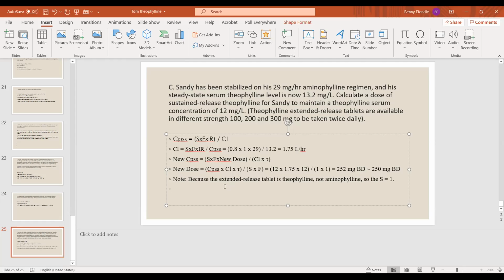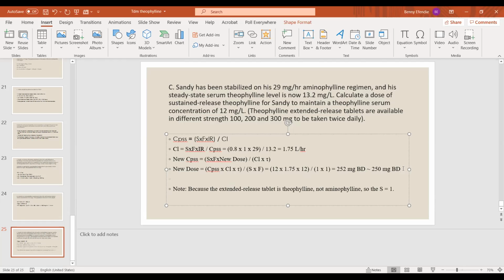So what do we do with this 250 milligram BD, since we don't have 250 milligram? Can we use 200? But if we use 200, then it becomes only 400 per day. We need 500 per day. And the extended release cannot be halved. So what we do, we can do 200 in the morning and 300 in the evening.